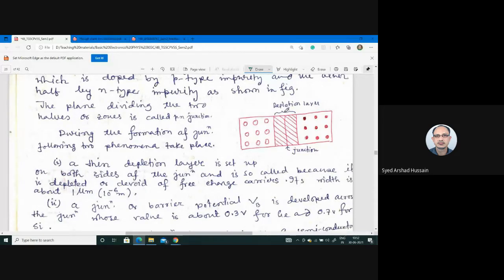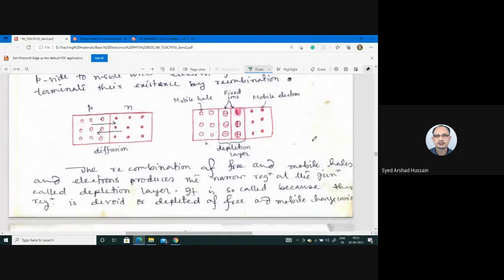This is because either side of the plane becomes charged within the depletion region, and these are mainly immobile charges due to ionization of the atoms on either side of the plane, because of diffusion of holes from the p side to the n side and electrons from the n side to the p side. So this was the case.